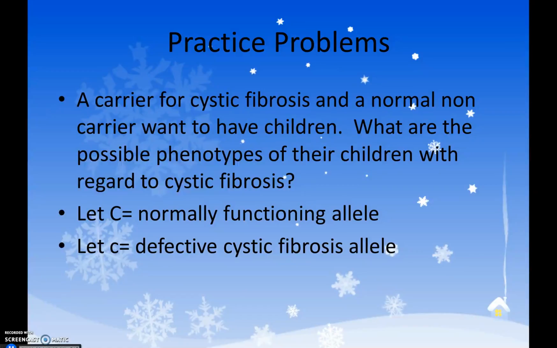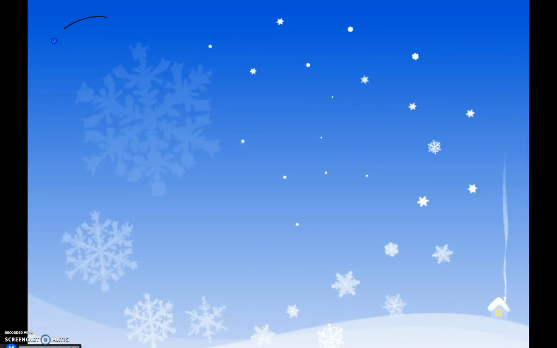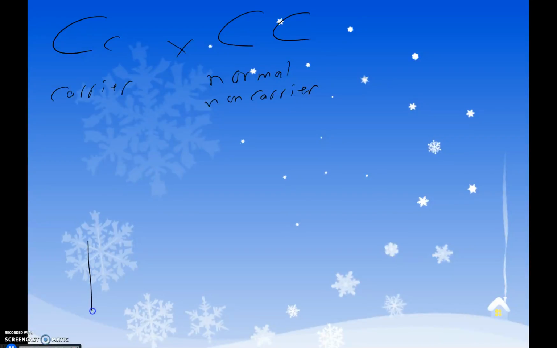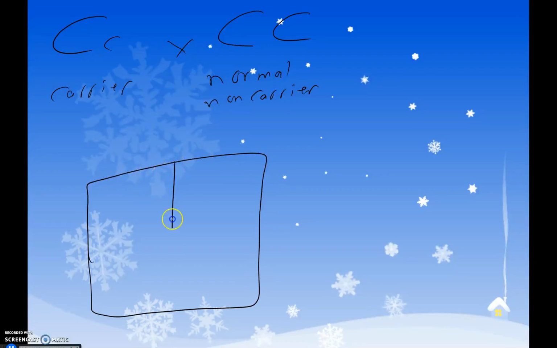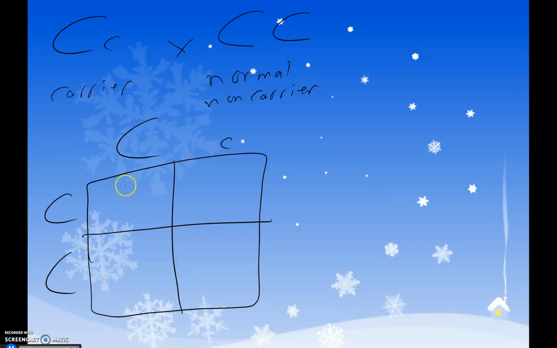So let me get to a blank screen. Here's our carrier. And here's someone who is not a carrier. They do not have the disorder either. So we'll say normal non-carrier. This is the reverse of the autosomal dominance as far as what capitals and lower cases stand for, so you have to identify these properly. Put our carrier here, our non-affected individual on the side.